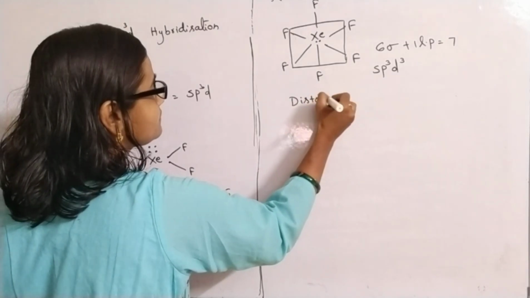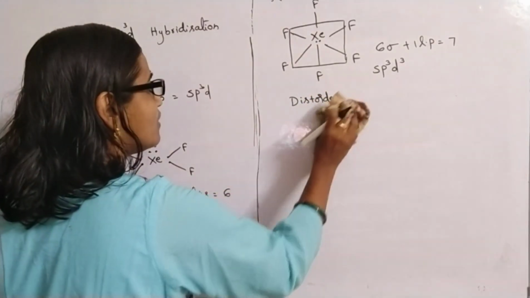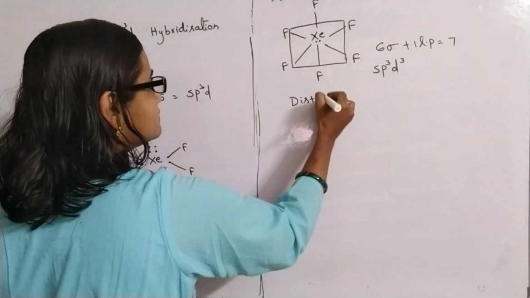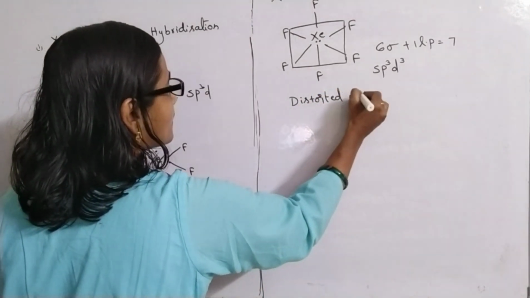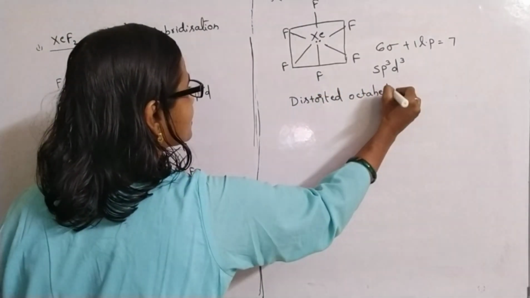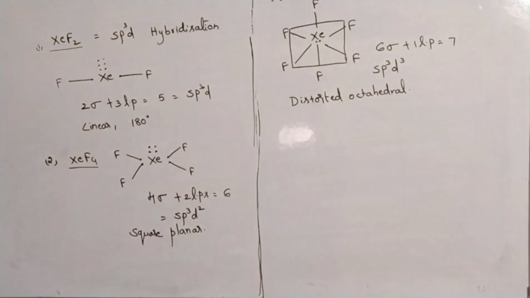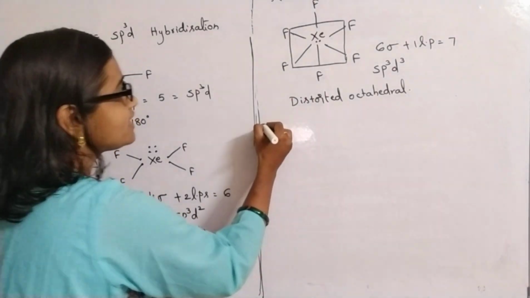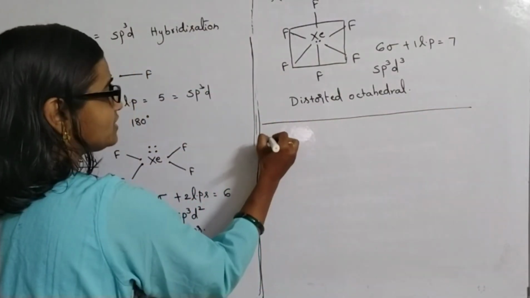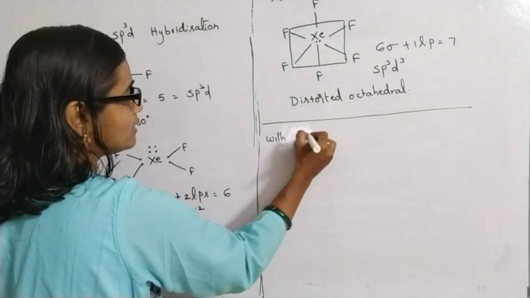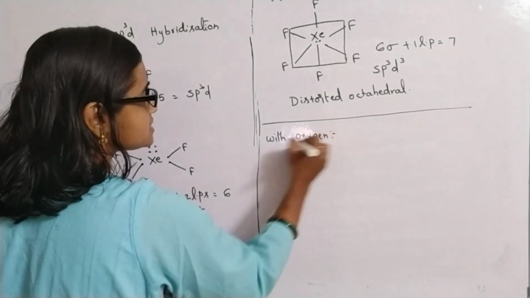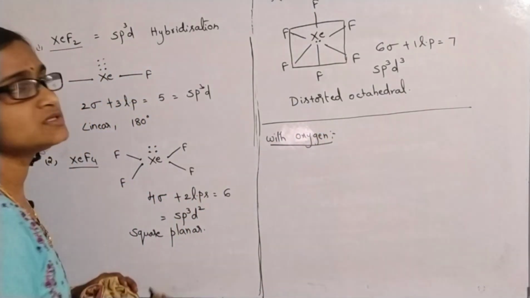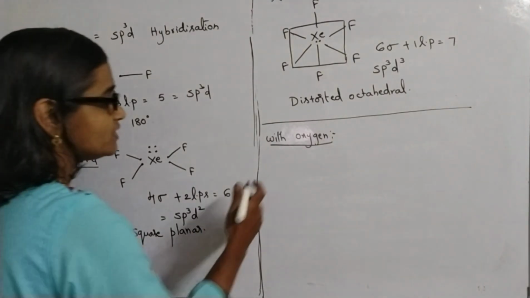Distorted octahedral. Okay, now distorted octahedral shape you will find. So these are the compounds of xenon with fluorine. Same like that, xenon can form compounds with oxygen also. So what are the compounds formed by xenon with oxygen?